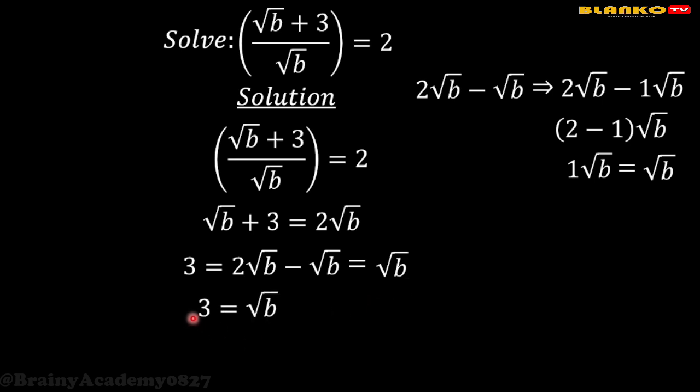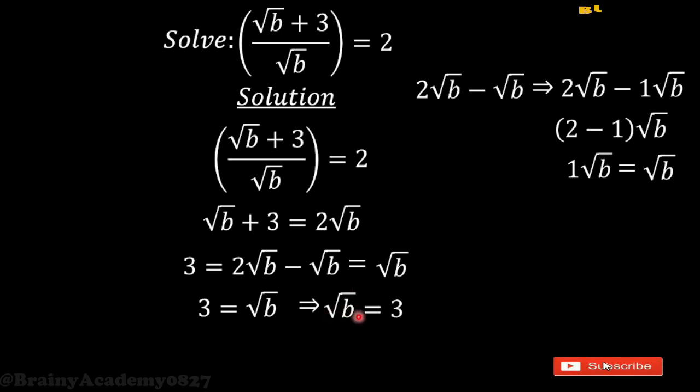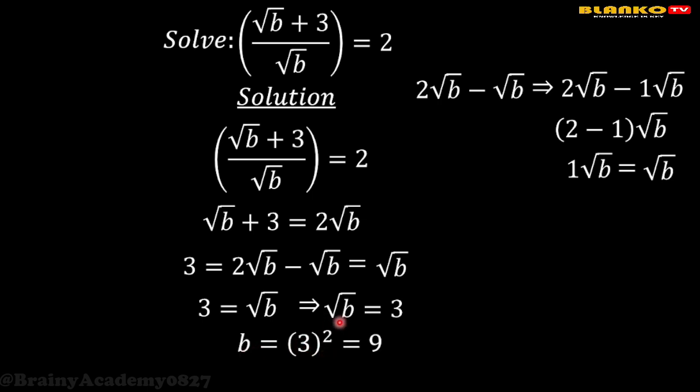Okay, so we have 3 equals the square root of b, which is also equal to what? The square root of b equals 3. Okay, so 3 equals the square root of b is the same as the square root of b equals 3. They are all the same. I hope you understand. Alright, so we want to solve for b. So let's take the square of both sides. This will eliminate the square root on the left hand side. So we are going to get b equals 3 square, which is 9. So our final answer is b is equal to 9.